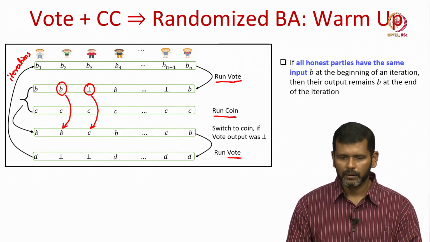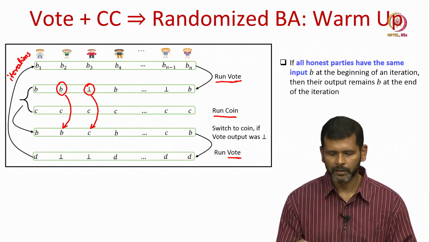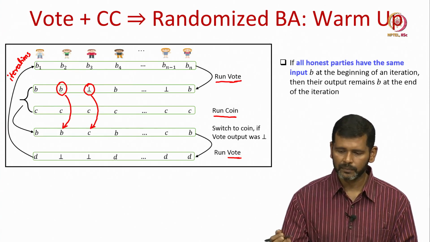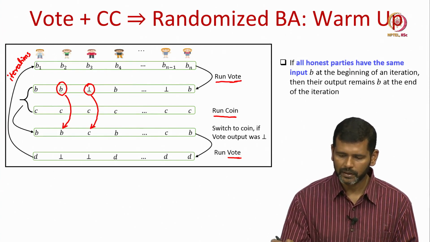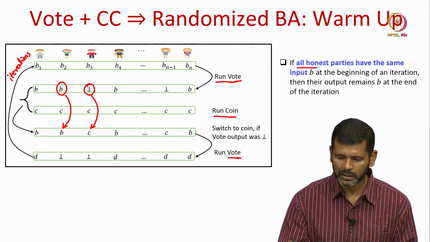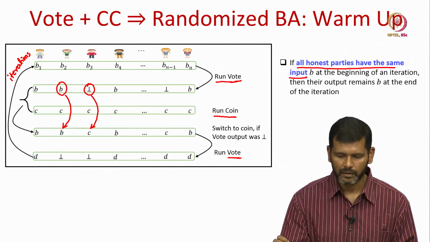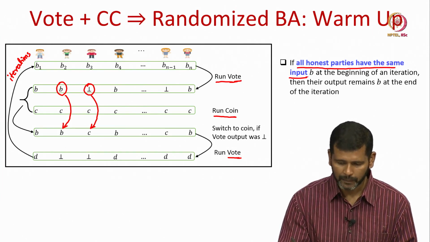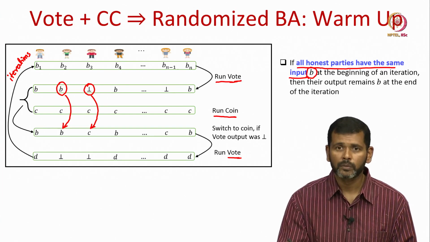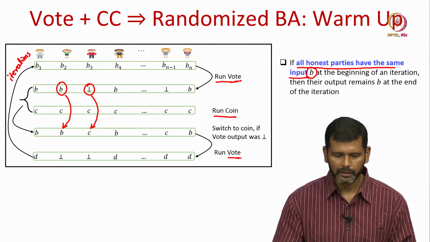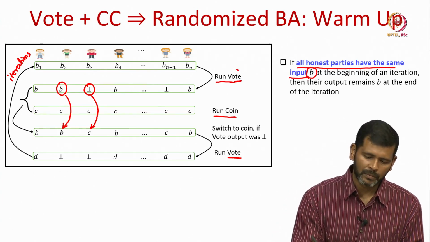Okay. So, in our earlier lecture we have proved two properties regarding this framework. The first property was that if all the honest parties have the same input at the beginning of any iteration, say the input was b, then their output remains b even at the end of that iteration. And this simply comes from the property of the vote protocol.